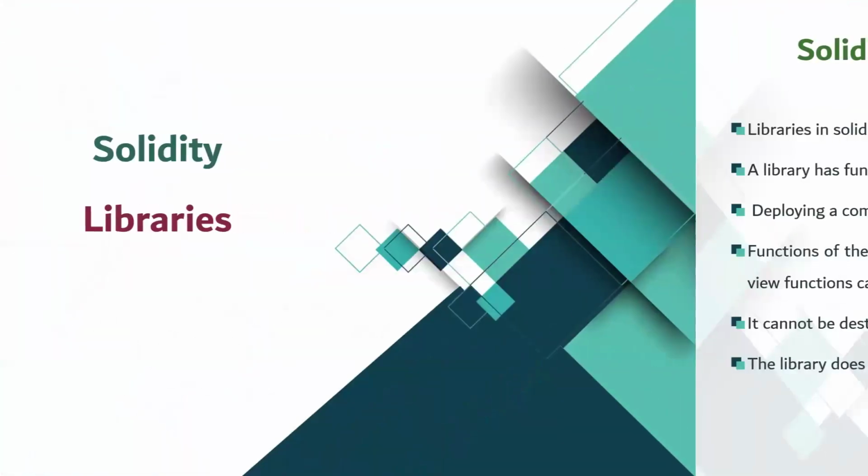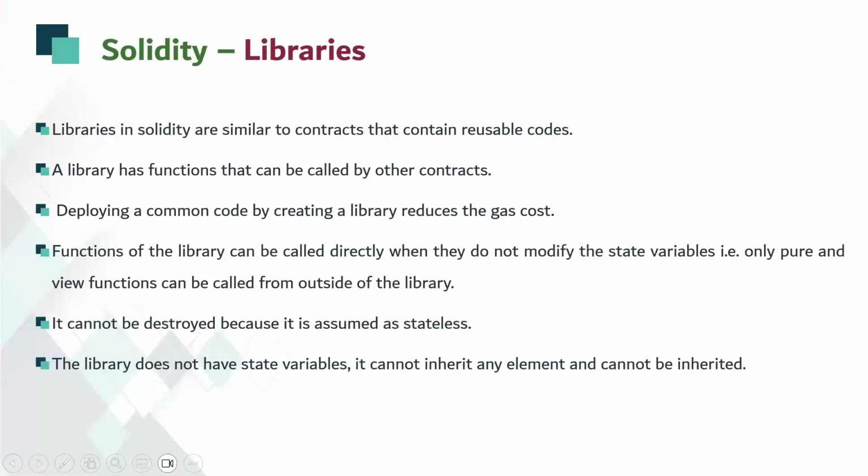Solidity libraries are special contracts that contain reusable code. They are intended to provide a way to deploy common functionality that can be shared and called by other contracts. So libraries offer several benefits, including reducing gas costs and promoting code reusability.